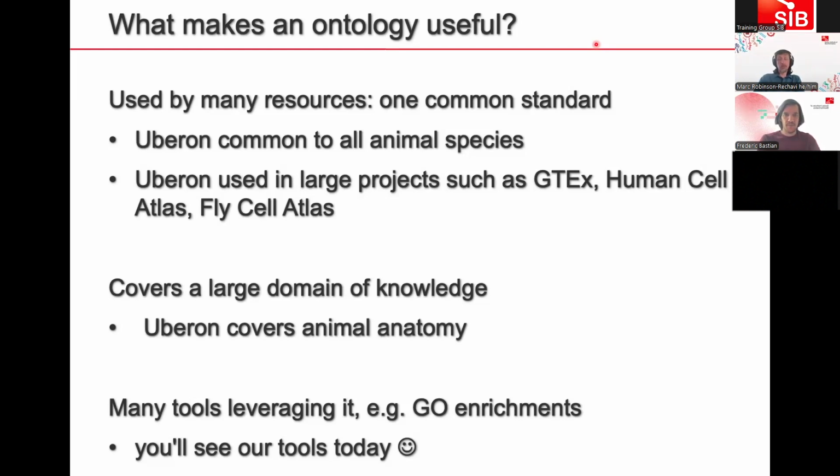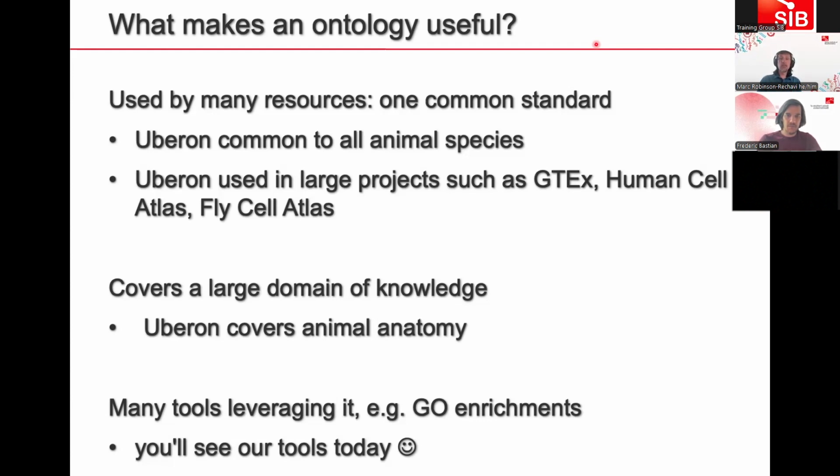So rapidly, what makes an ontology useful? An ontology is meant to be a common standard. So an ontology is useful if it's used by many resources. For example, the gene ontology I showed you is used in ZFIN, Flybase, UniProt. So UBERON is used by generally everyone who maps expression or other functional genomics to anatomy, including of animals, including humans. So, for example, it's used in GTEx, it's used in the Human Atlas, in the Fly Atlas, and so on.